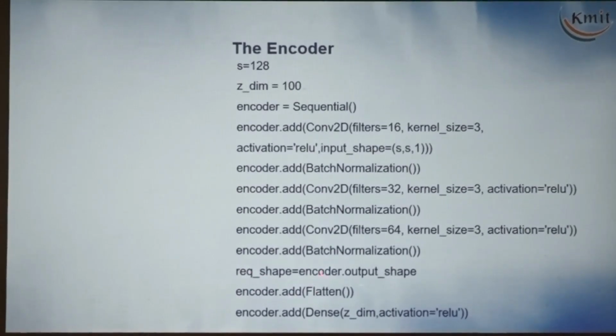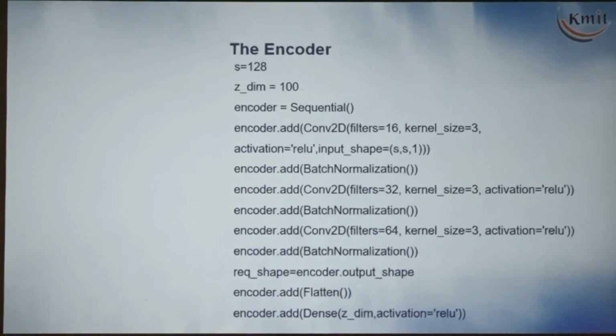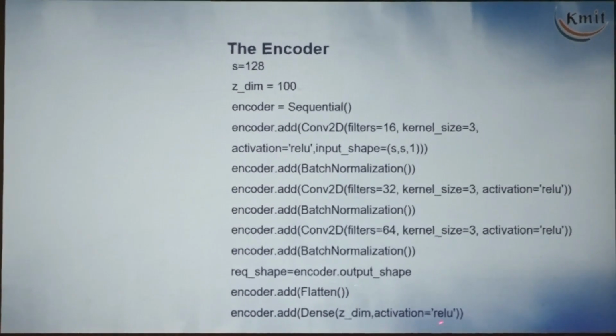Required shape equal to encoder dot output shape. From this layer, the output shape is taken and stored in the required shape. And then encoder dot add of flatten. After that we are adding the flatten, and then we are adding the dense.